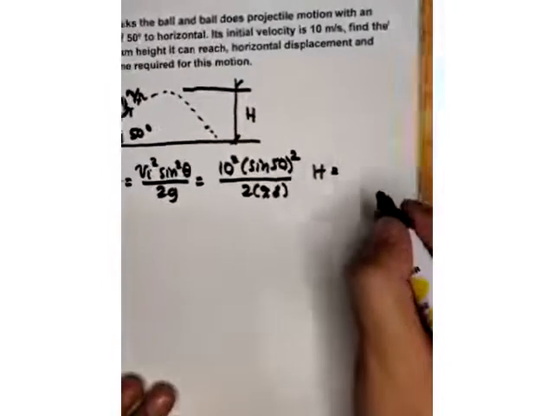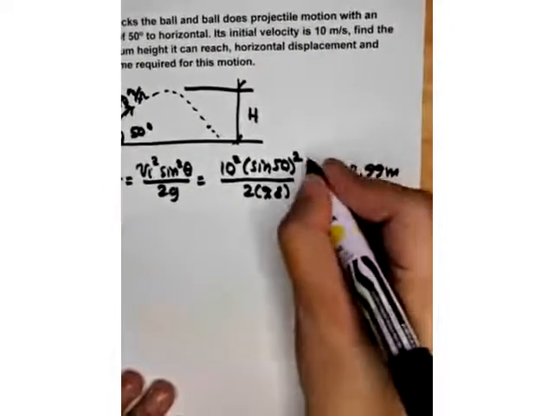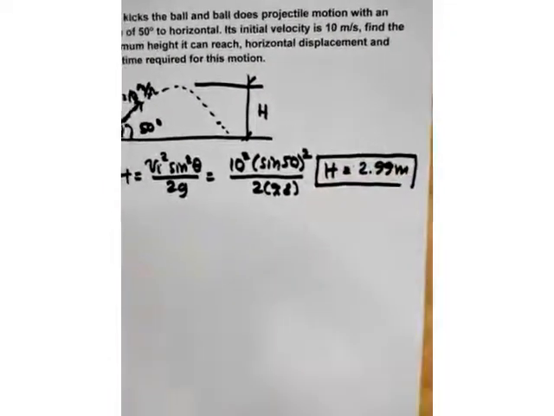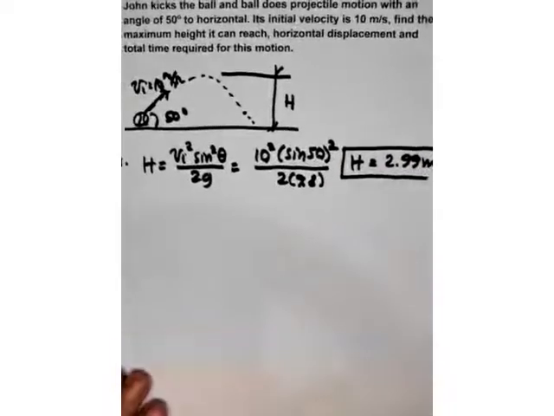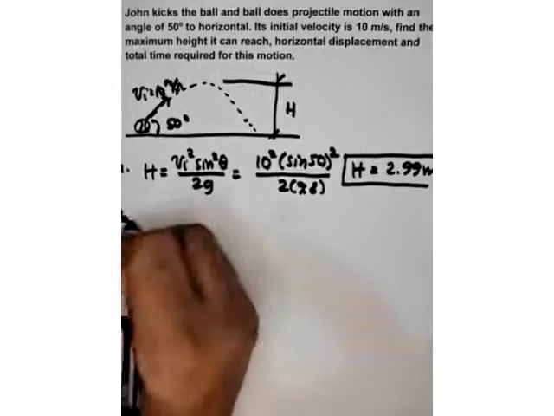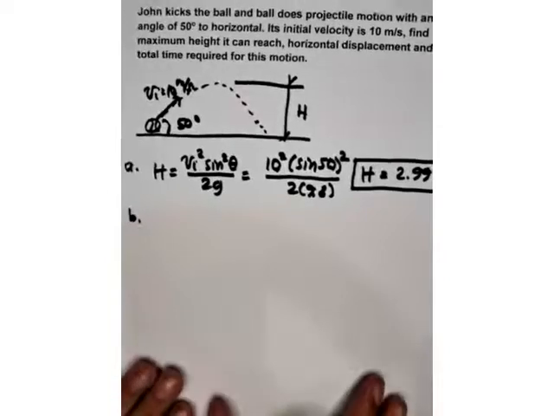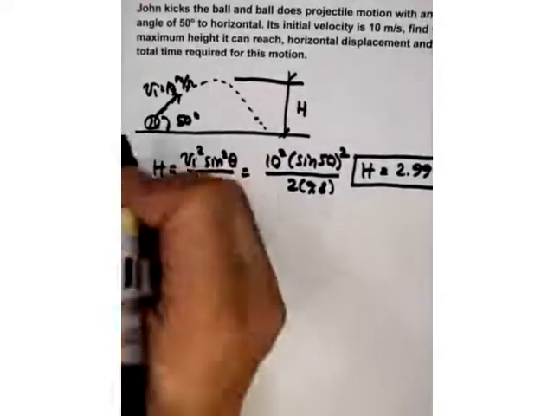Okay. So tama ba ako? 2.99 meters. Okay? Tama ba? Ayan. So B, okay, pagdating sa B, what is the horizontal displacement?